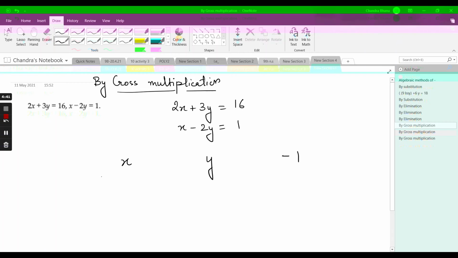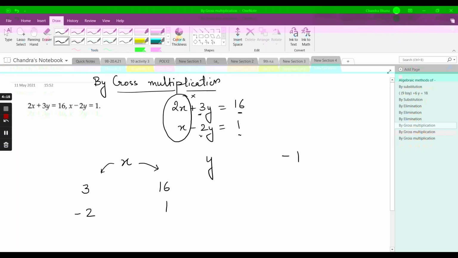Now on the left hand side of x and on the right hand side of x, we have to write something. And what is that? We are going to hide the x terms. We are not going to look at these x terms, and we are going to look at the remaining terms. So what are my remaining terms? The coefficients of y are 3 and minus 2. I am going to write my coefficients as 3 and minus 2 here. And the constants are 16 and 1, the constants on the right side.